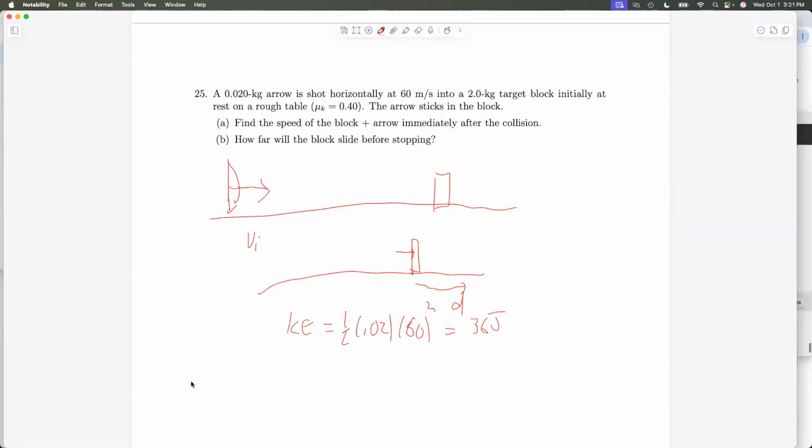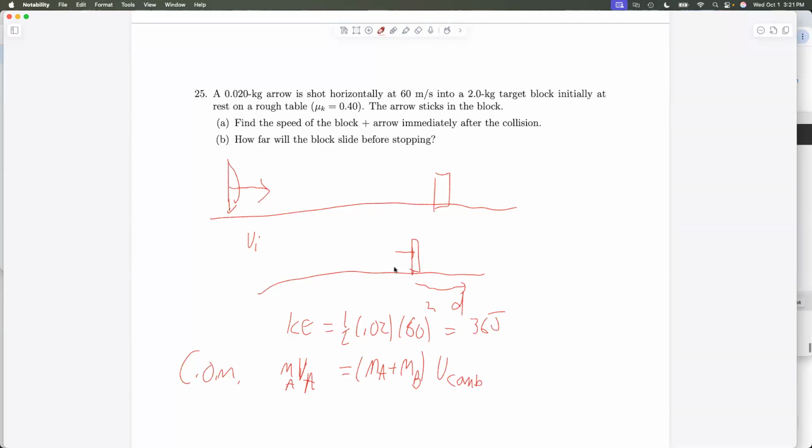What we're going to have is conservation of momentum. So m_arrow v_arrow, the initial momentum of the arrow, will equal the combined mass times the combined velocity. This is a perfectly inelastic collision because they're sticking together.